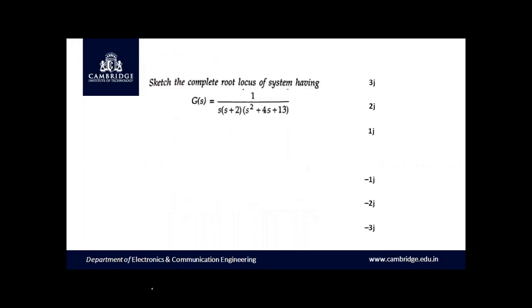You can take down this question. Sketch the complete root locus of system having G(s) = 1 / (s(s+1)(s^2 + 4s + 13)). You have been given the open loop transfer function G(s) with unity feedback, H(s) equal to 1. Therefore, you can say that the root locus is always symmetrical about the real axis.